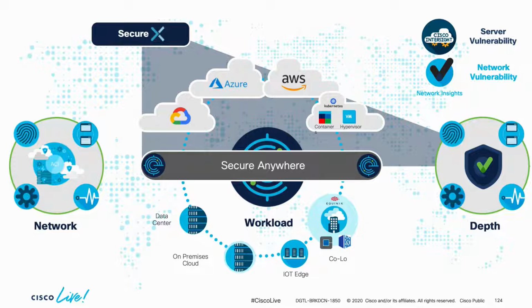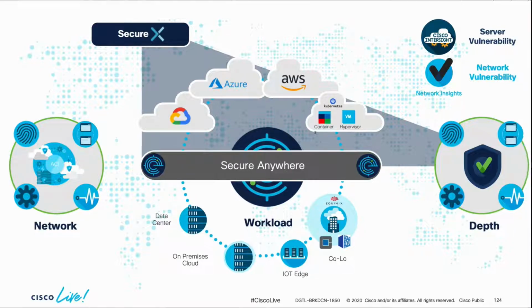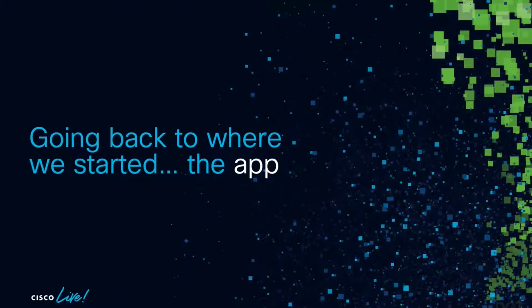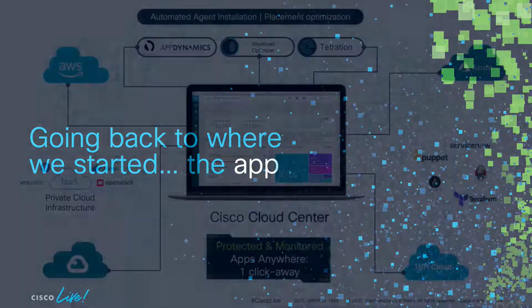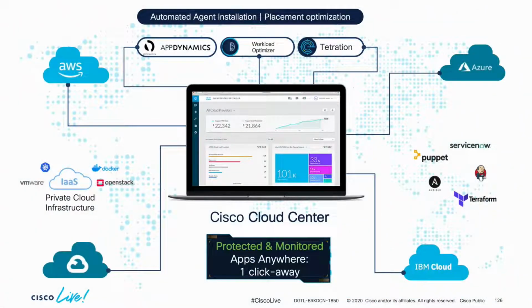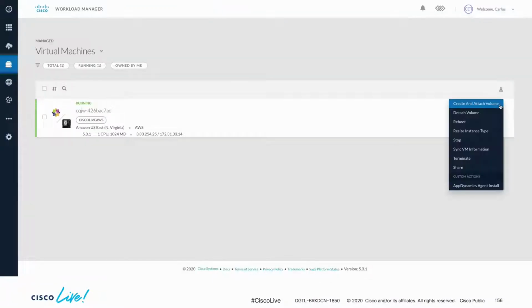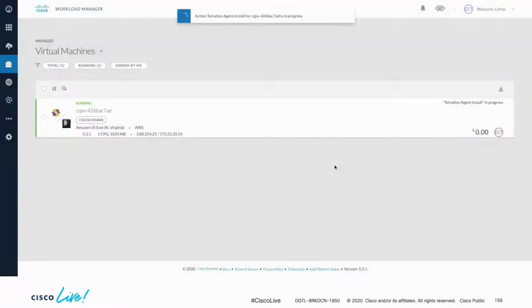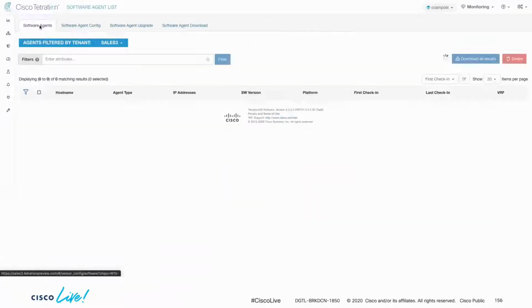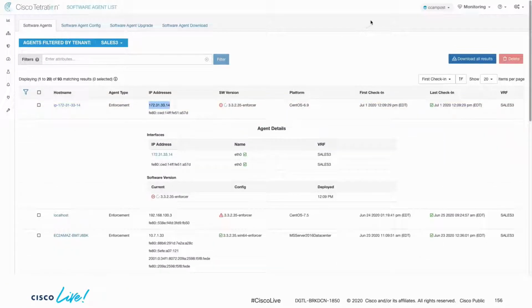Now, if we go back where we started, we're going to be provisioning new apps and services with a single click through CloudCenter, right? Well, also with CloudCenter, we can automate the installation of Tetration and AppDynamics agents with a single click, making every new application or instance deployed on any cloud both protected and monitored as it gets created.